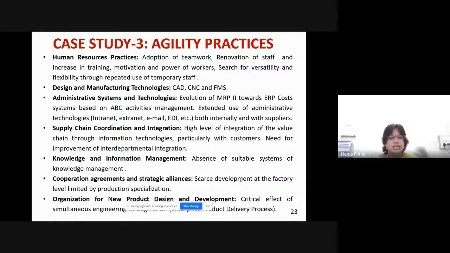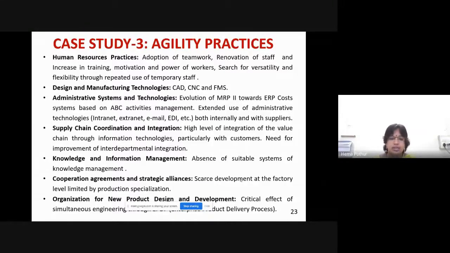Then the design and manufacturing technologies, they have incorporated CAD, CNC, and flexible manufacturing systems. The administrative system, evolution of MRP towards ERP, they have incorporated. And finally, they have extended their administrative setup to the internal flow line so that there will be coordination of information, continuous supply of information throughout the setup in that particular industry. Then lastly, the supply chain coordination: there is a high level of integration of value supply chain technologies with respect to top customers.